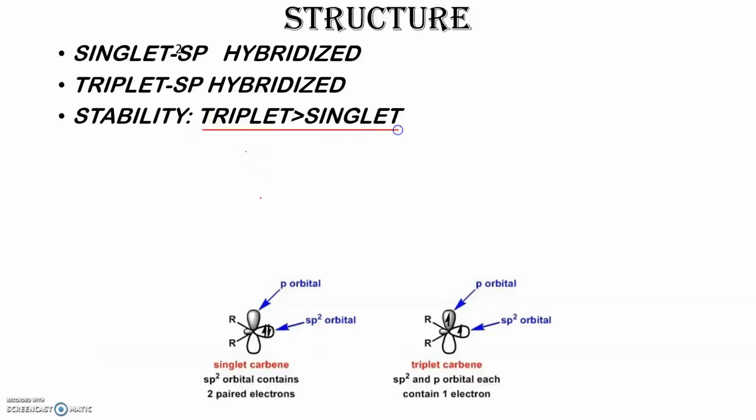Triplet carbene is more stable than singlet carbene because in singlet carbene we have this lone pair bond pair repulsion, so there will be an angle strain in this molecule, and such strain will not be present in triplet carbene. Since we don't have any lone pair bond pair repulsions in triplet carbene, we don't have any strain in this kind of triplet carbene, and that's why triplet carbenes are more stable than singlet carbenes.